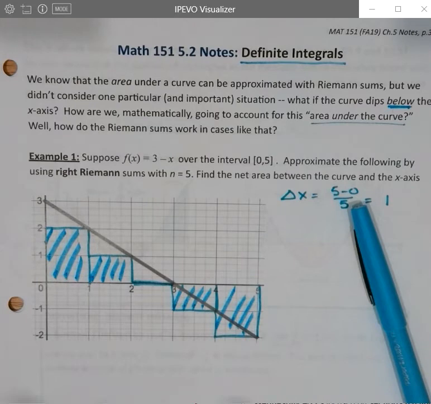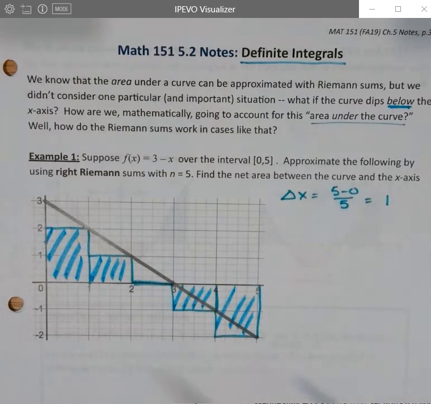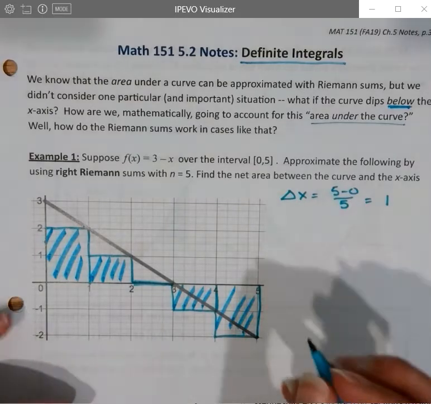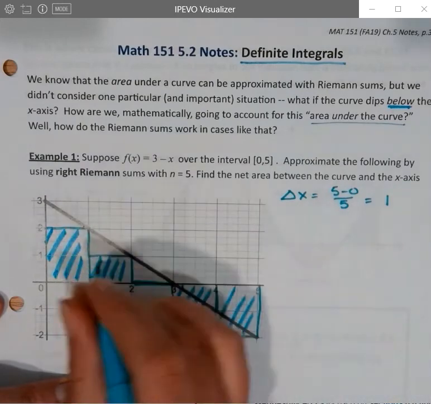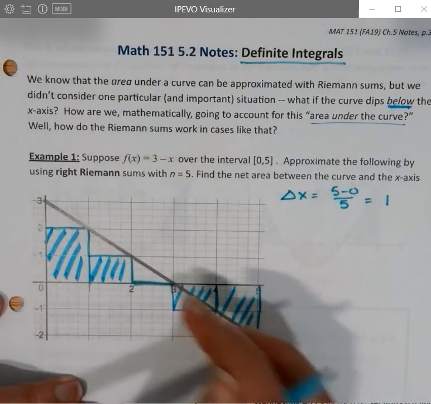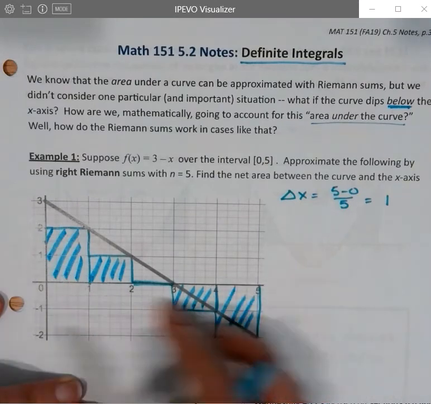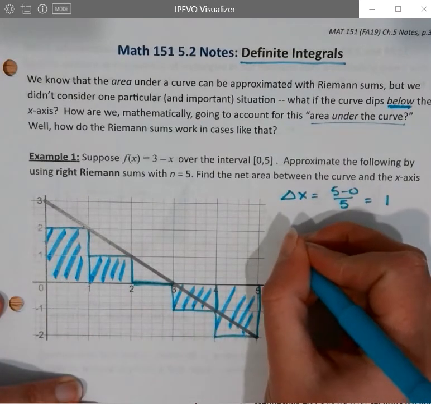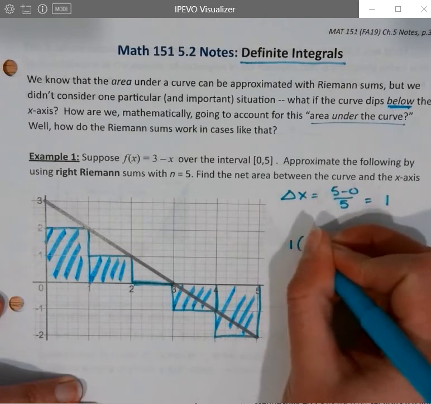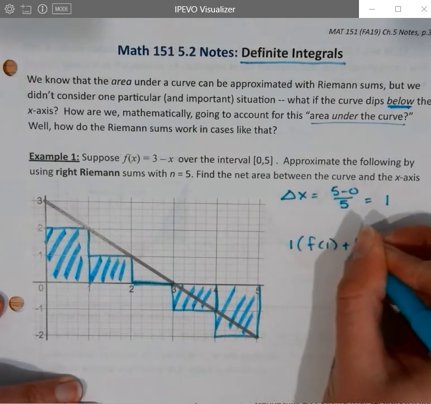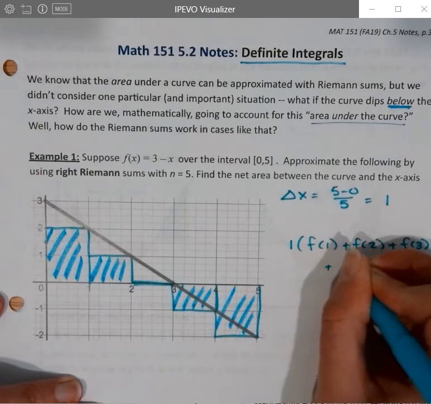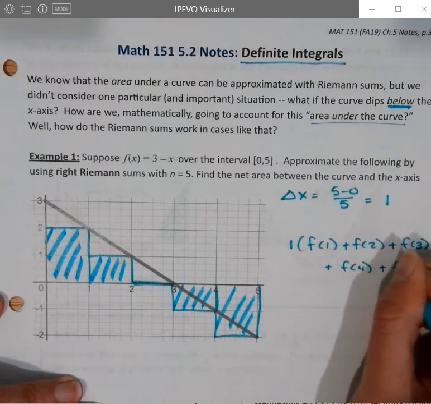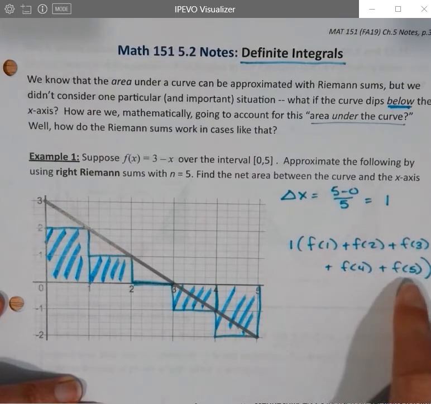Okay, so this would be our right Riemann sums with n equals 5, and we can do these by hand, we don't need sigma notation. Remember, they're going to take delta x times the y coordinate, and so we're going to use f of 1, f of 2, f of 3, f of 4, and f of 5 as the xk stars. So we have delta x, which is 1, times f of 1 plus f of 2 plus f of 3 plus f of 4 plus f of 5. Those are the right endpoints. So we're just going to plug them into the function.